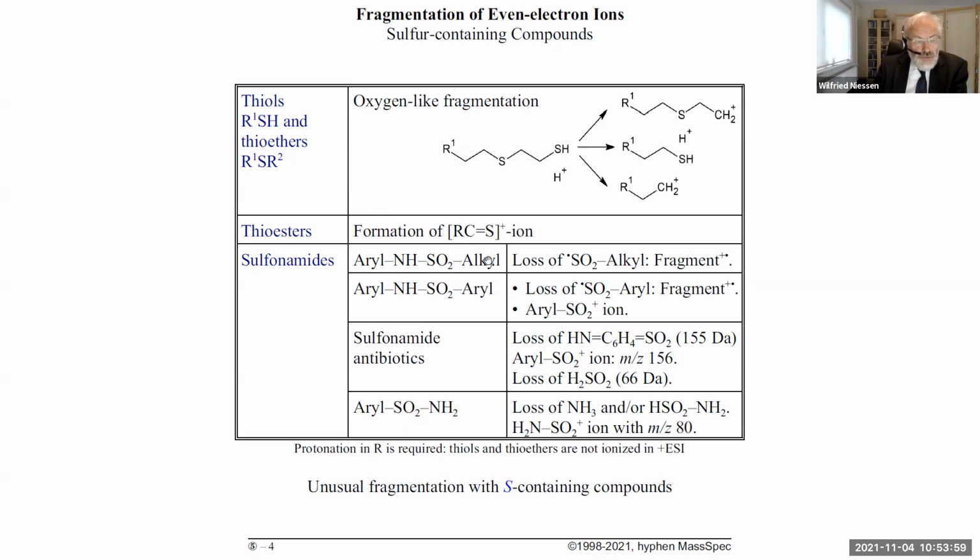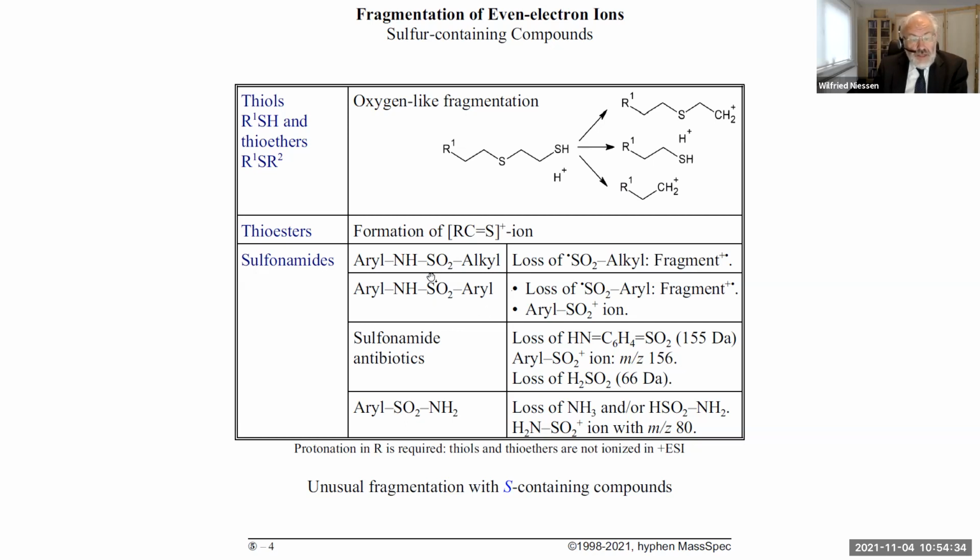One of the things we see if we have an aromatic sulfonamide with an alkyl substituent is the loss of SO2 with the alkyl. That means that the resulting fragment is an odd electron ion. The same you see if you have aromatic at both sides. So you can see the odd electron fragment after the loss of the aryl SO2 dot radical.